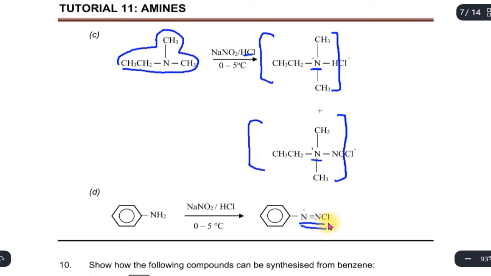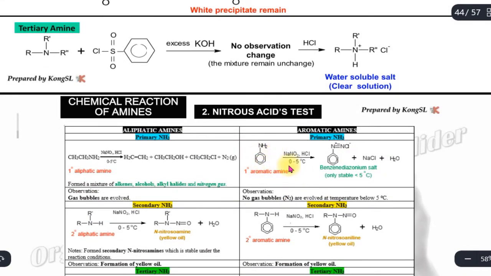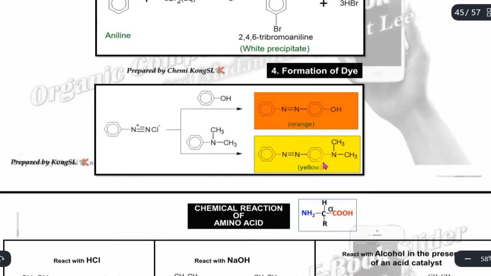Now we look at question number 10. Just a quick review. Benzene diazonium salt can react with phenol as well, if you check from here. This one is the primary aromatic amine, reacting with nitrous acid, it will form benzene diazonium salt, only stable below 5 degrees Celsius. This benzene diazonium salt can react with phenol to form an orange dye, and can also react with N,N-dimethylaniline to form a yellow dye.